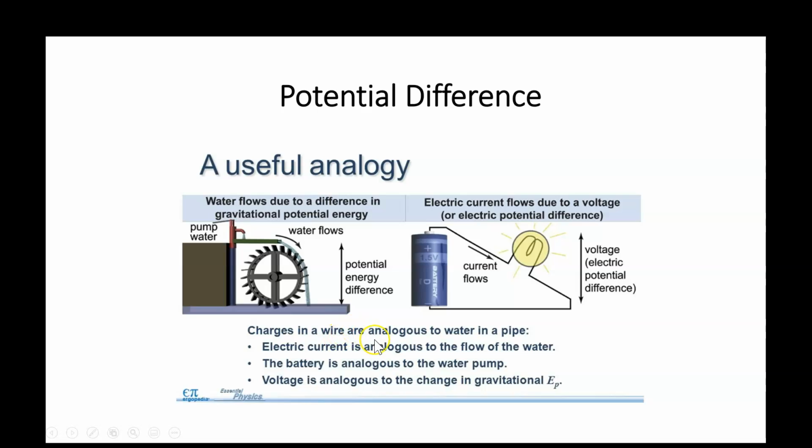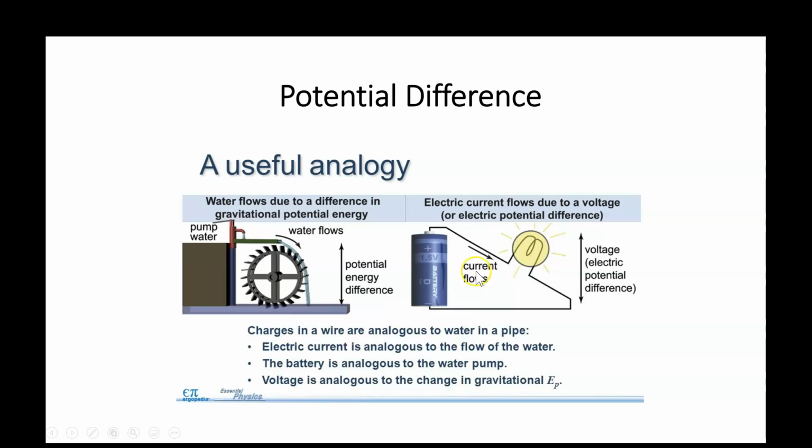So charges in a wire are analogous to water in a pipe. The electric current is analogous to the flow of water. Again, something in the battery pushes these electrons to this level, and this creates the electrical potential energy, a gain in electrical potential energy. They've got lots of energy to do work, and this is conventional current, by the way.